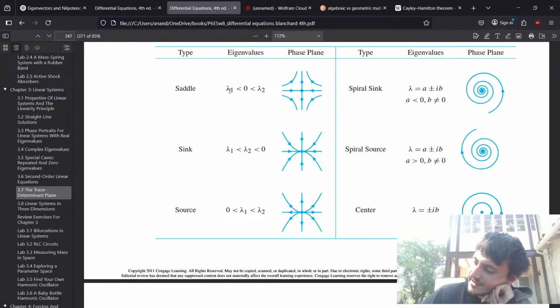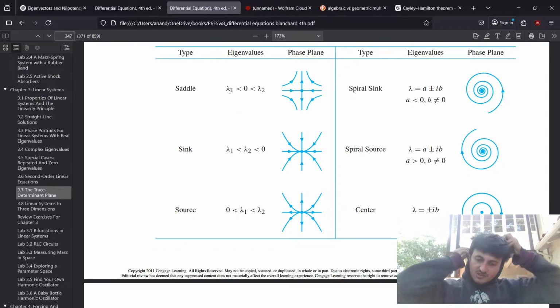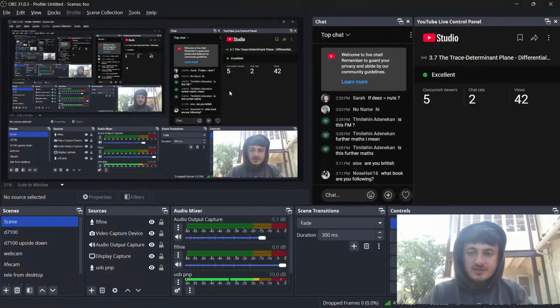A zero sink is when we have lambda 1 equals 0 and lambda 2 is less than 0. And the zero sink case is where you have a line of equilibrium points because you have a non-trivial null space.